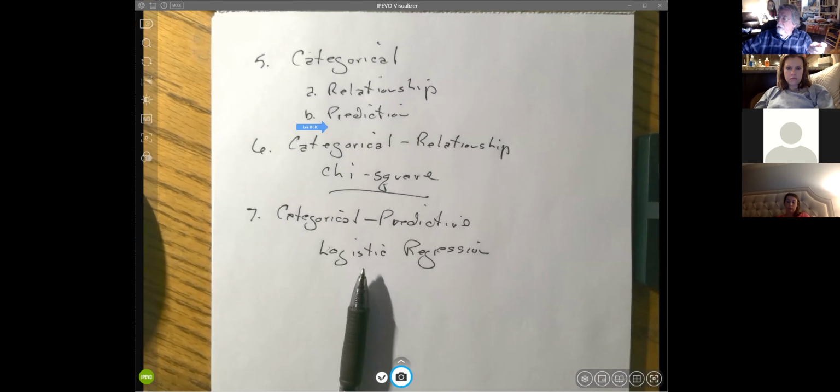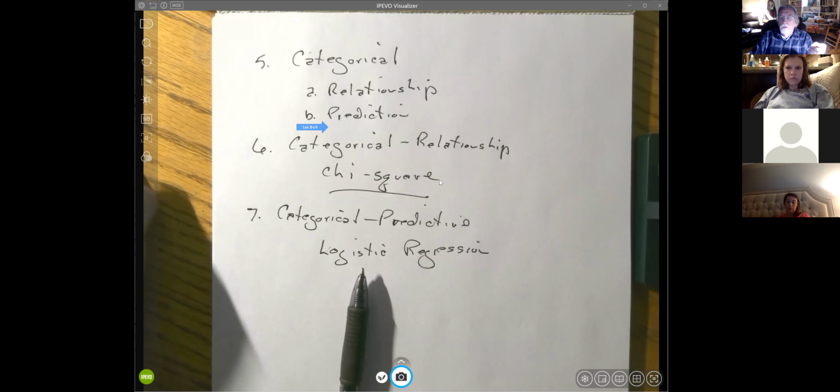And then if we get into the categorical scenario, I'm dealing with either relationship or prediction. If I'm dealing with relationship, I'm looking at chi-square. If I'm dealing with predictive, I'm looking at logistic regression.